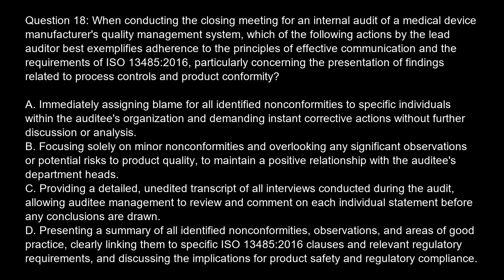Option A. Immediately assigning blame for all identified nonconformities to specific individuals within the auditee's organization and demanding instant corrective actions without further discussion or analysis. Option B. Focusing solely on minor nonconformities and overlooking any significant observations or potential risks to product quality to maintain a positive relationship with the auditee's department heads.